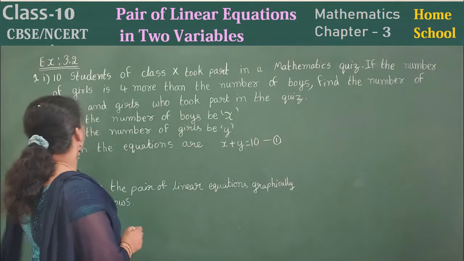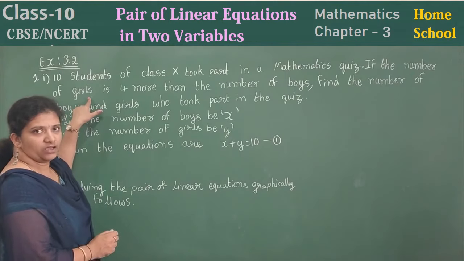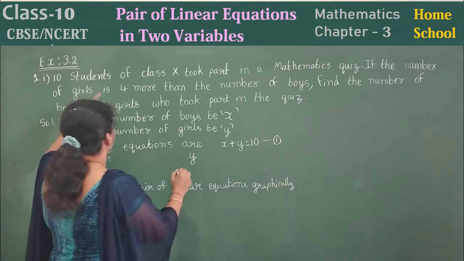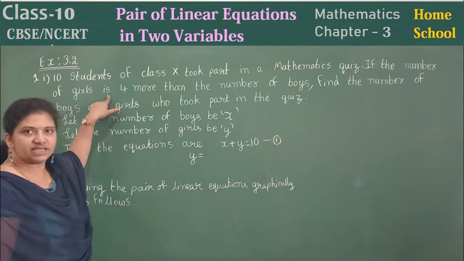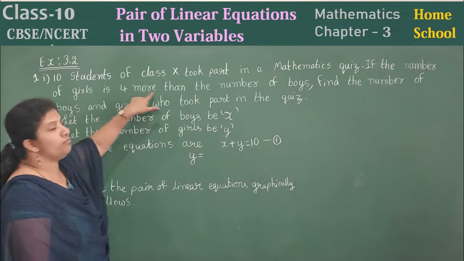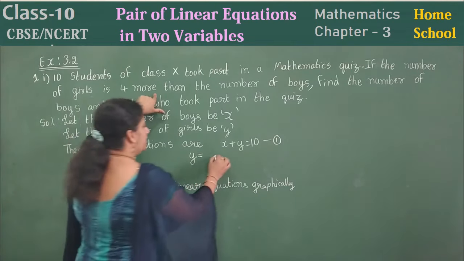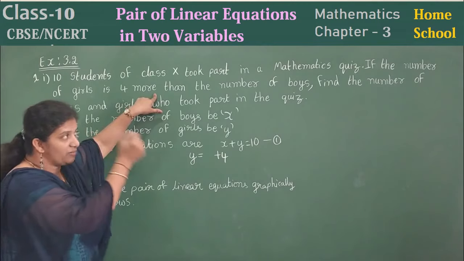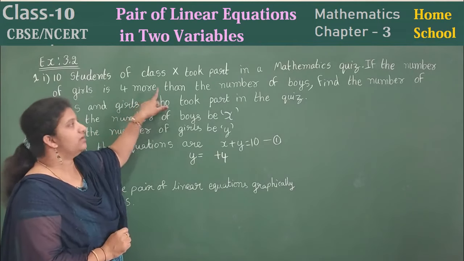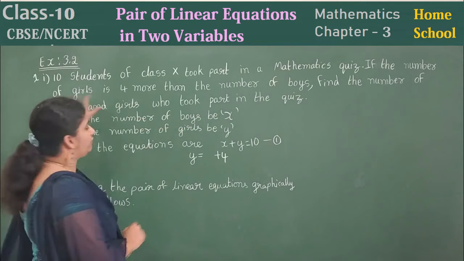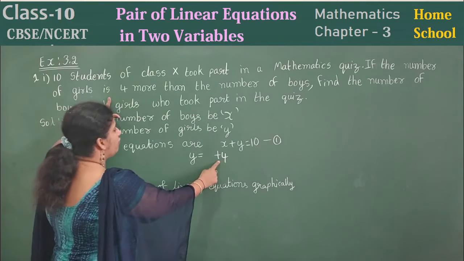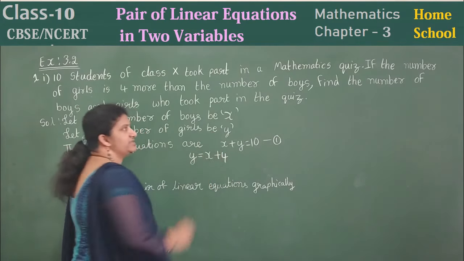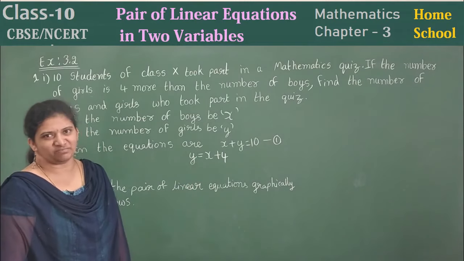Okay, let's read the second statement here. If the number of girls, what we have taken y, is 4 more, means what children? Plus 4. Understand how I am writing and how I am reading. Please try to understand. I repeat again. If the number of girls is 4 more than the number of boys, boys how many? x. Over. This is your second statement.